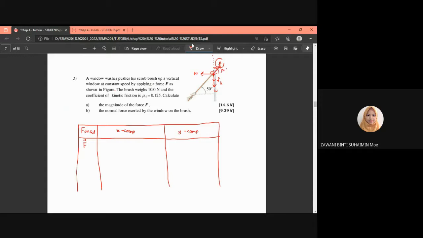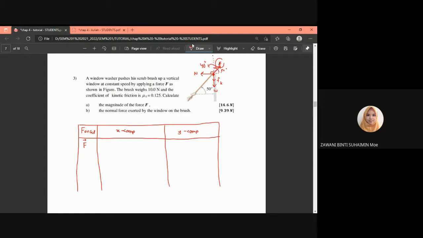Okay. So sekarang ni force kita akan melibatkan X dan juga Y component. So maksudnya kita kena resolve this force into X dan juga Y component. Sama ada awak nak gunakan 50 degree pun boleh, ataupun minuskan 90 degree minus 50 degree, ataupun guna angle kat sini pun boleh. Tak kisah. Kita cuba gunakan angle yang selari dengan body kita, iaitu angle yang 40.